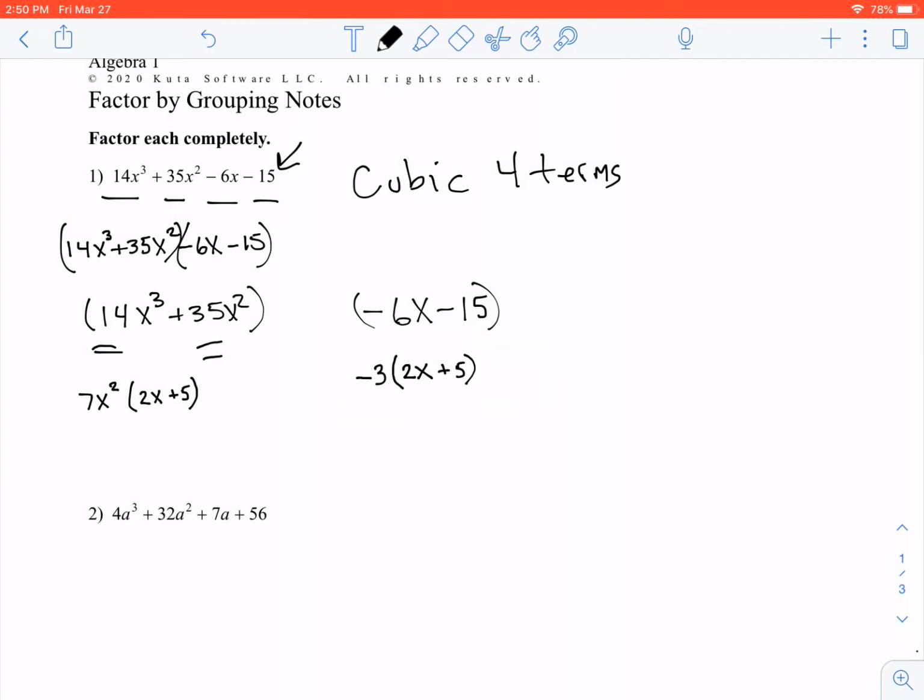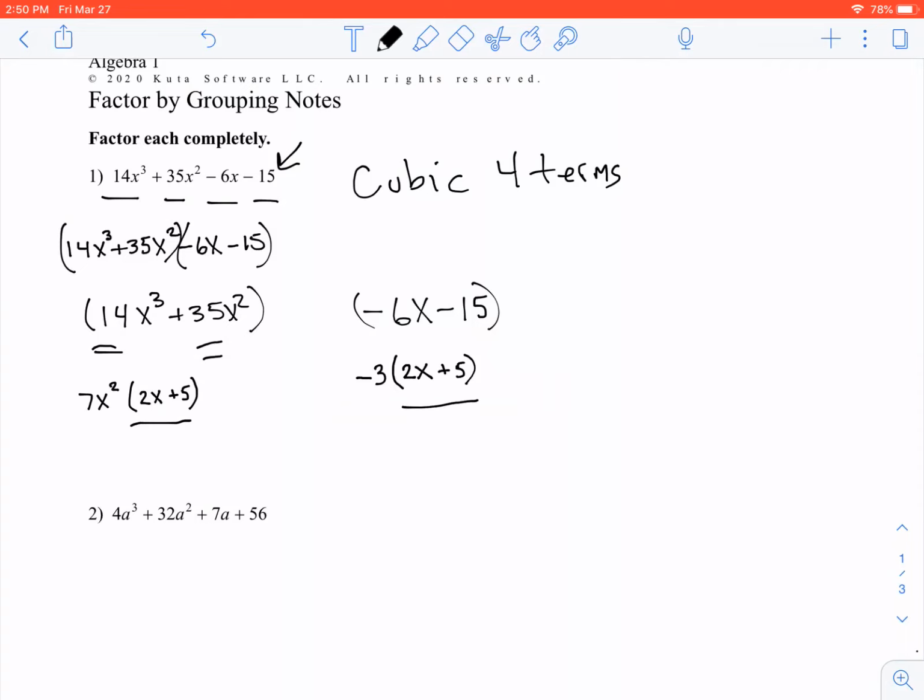Okay, so what I want you to understand here, guys, is that the 2x plus 5 and the 2x plus 5, they have to be the same thing. Those two there have to be the same piece. If they're not, you made a mistake. Maybe you didn't take out the correct GCF. Maybe you took it out incorrectly. Maybe you picked the right GCF but took it out wrong. But at this step, those two things in parentheses have to be the same.